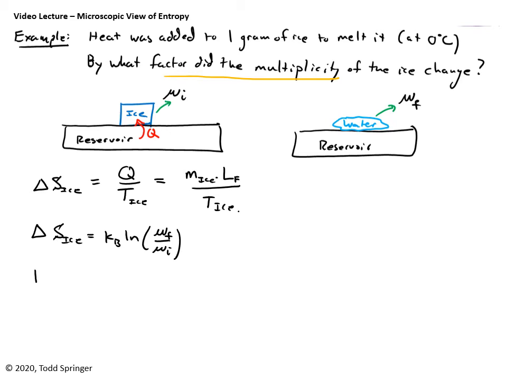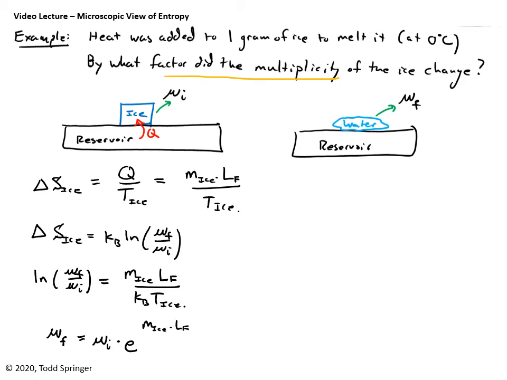We get natural log omega F over omega I is equal to m, mass of the ice, latent heat of fusion, over Kb, temperature of the ice. And so omega F is equal to omega I times e to this number, m ice, LF over Kb, T ice. And let's plug in the numbers.